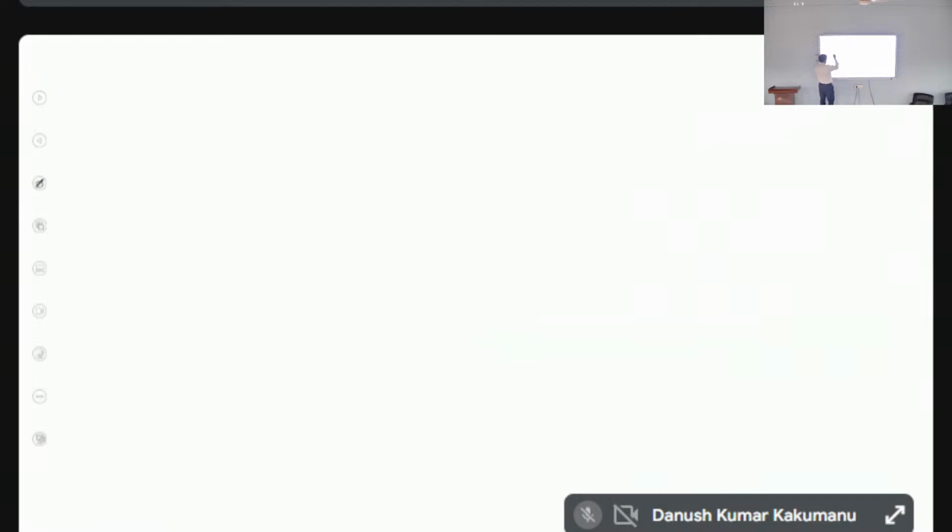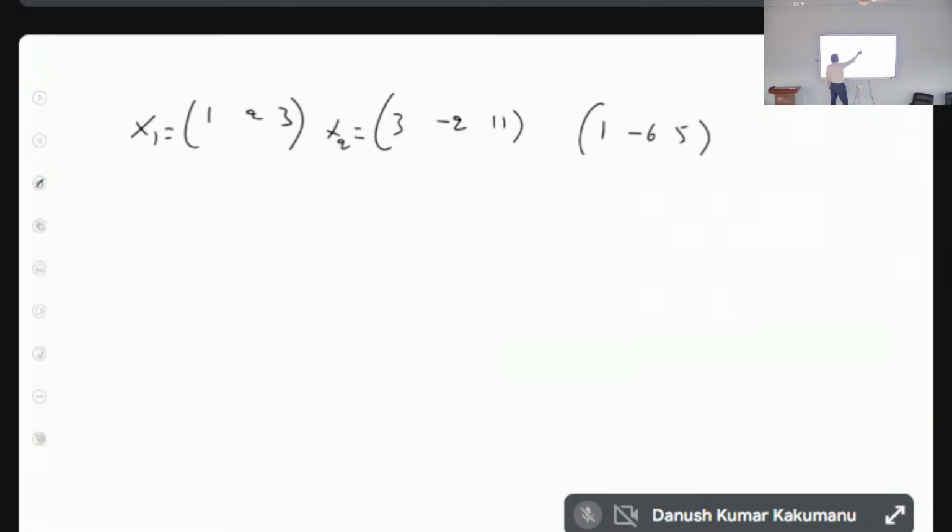1, 2, 3. 3, minus 2, 11. 1, minus 6, 5. What is its answer? 3 vectors. Linearly dependent or independent? X1 is 1, 2, 3. X2 is 3, minus 2, 11. X3 is 1, minus 6, 5. Are they linearly dependent or independent? Try all of you.